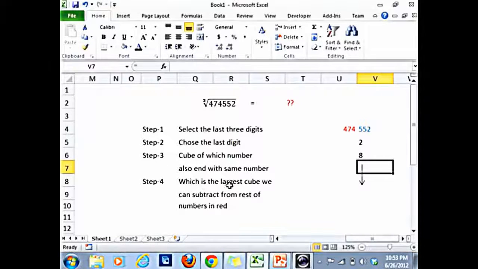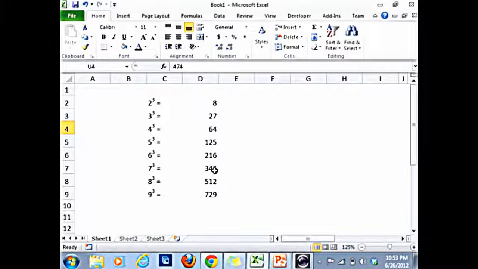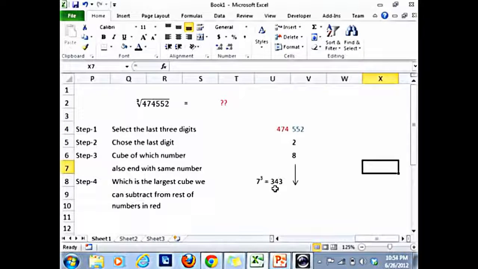And now which is the largest cube we can subtract from the rest of the number in red? I have 474. If I go back to my table, the largest cube I can subtract from 474 is 343. We know that 7 cube is 343 and 8 cube will be larger than 474, so we can only select 7. So what I write here is 7, and then we have 8. So now 78 is your answer.